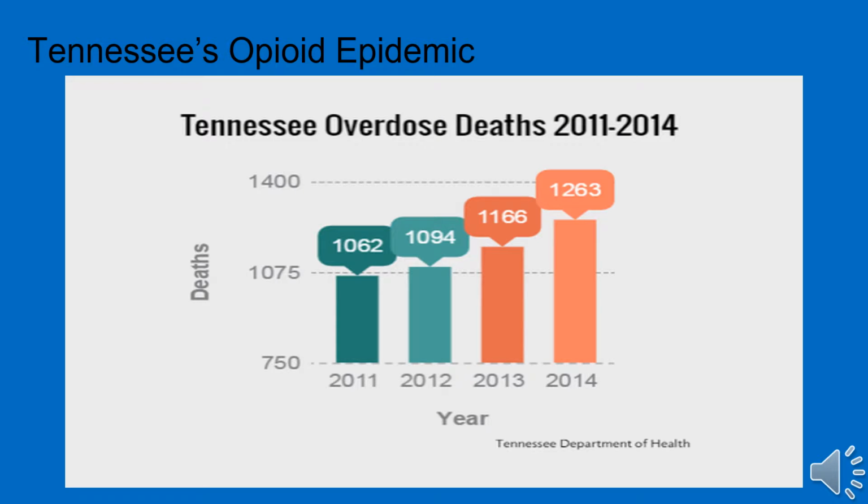The number of overdose deaths in Tennessee from 2011 to 2014 has steadily increased. In 2014, at least 1,263 Tennesseans died from opioid overdose. For every one person who dies, there are 850 people in various stages of misuse, abuse, and treatment, according to the Centers for Disease Control.